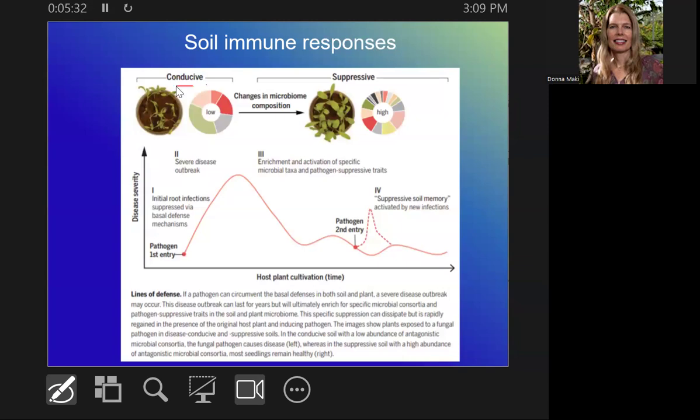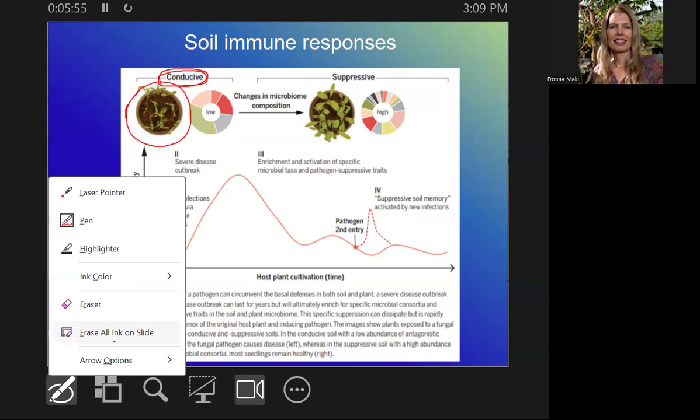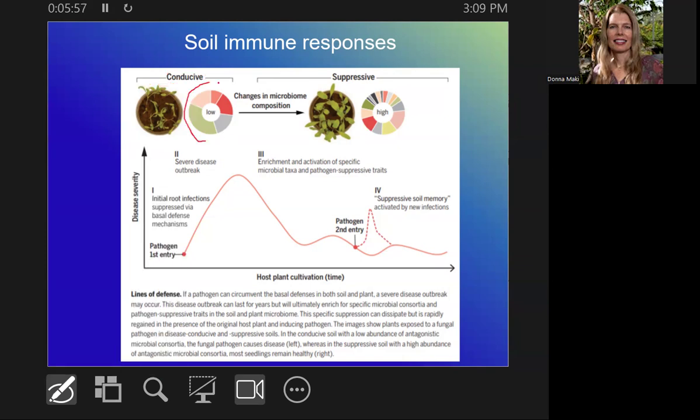So conducive, if the soil is conducive, that means it's got a lot of the pathogen present. If you plant plants in there, they'll get diseased. It's a conducive soil. So they're trying to show a snapshot of a picture of several plants in here that look pretty sad. So the disease is present, the plants are really struggling. And then this pie chart with the different colors is trying to get at what's your diversity of the microbes in that soil system.